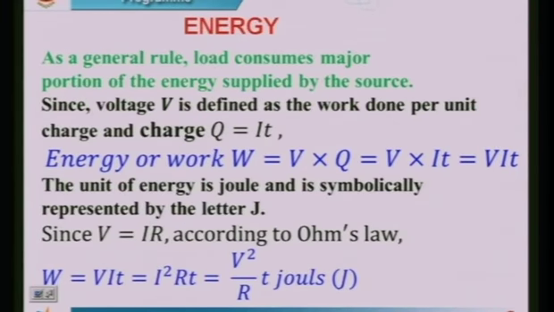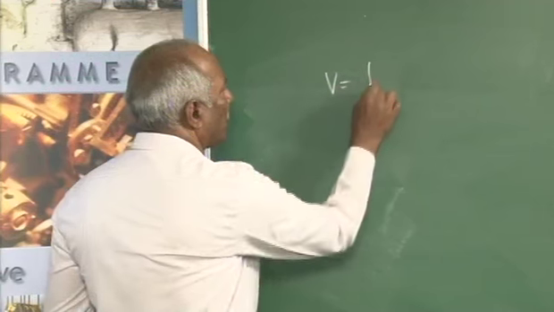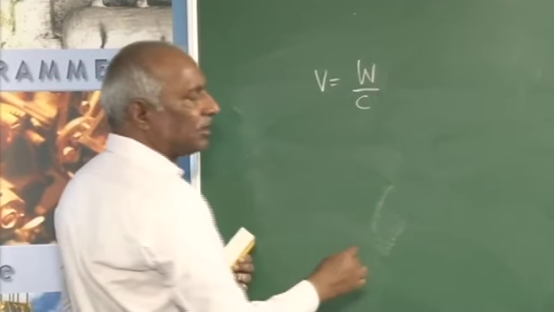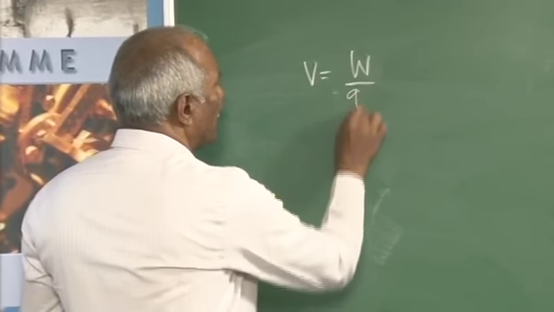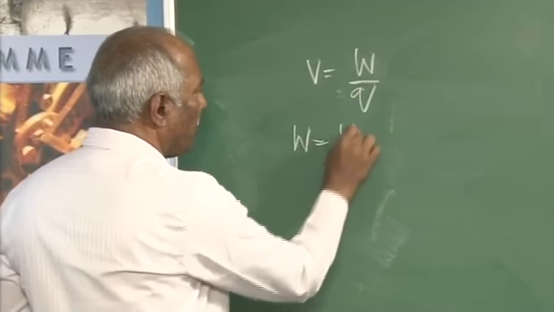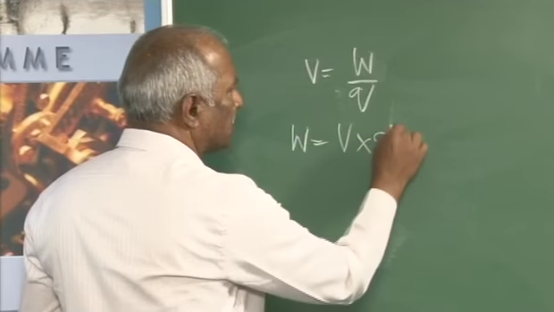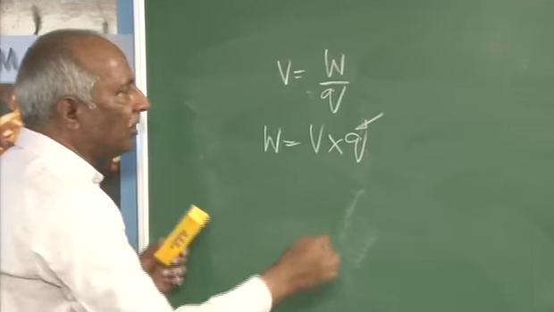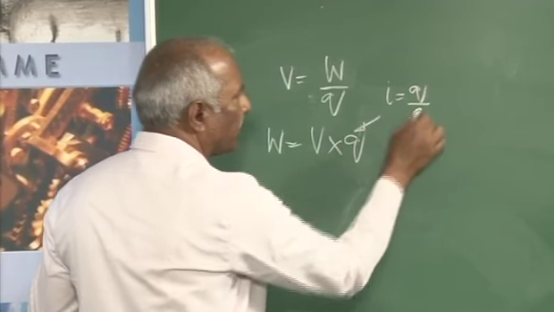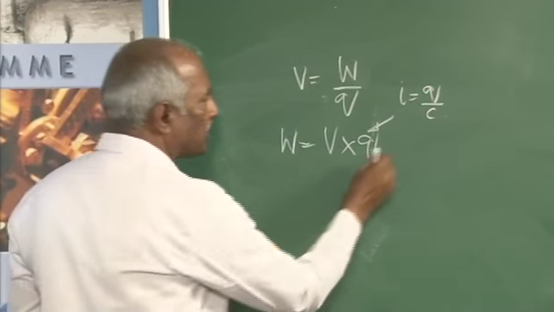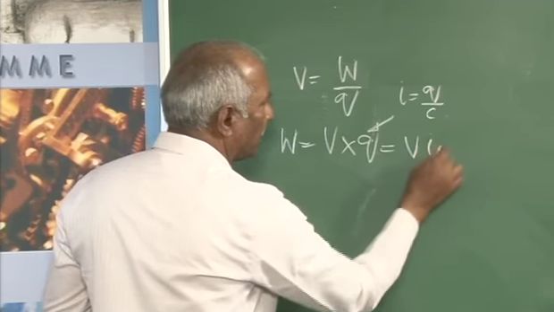What is the expression for the energy or the work done? The voltage is defined as work done per charge. Therefore, the work done W is equal to V into Q. Current I is equal to Q by T, so Q can be written as I into T.